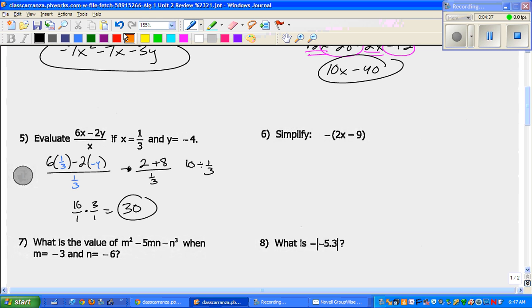Okay. Here is one that everybody messes up on because they forget that there's a negative 1 out there. Negative 1 times 2x is negative 2x. Negative 1 times negative 9 gives us positive 9.